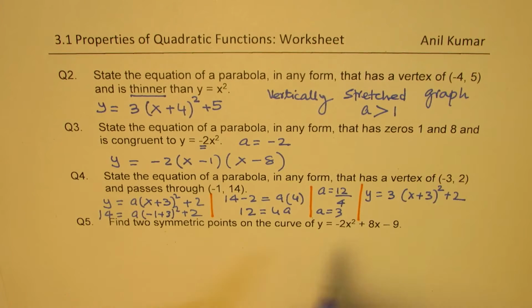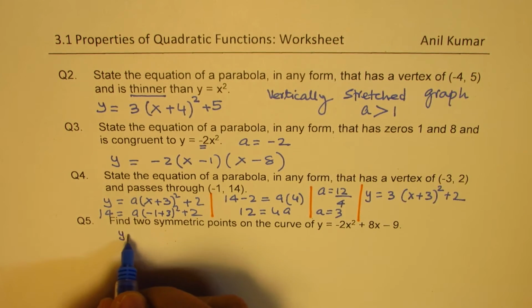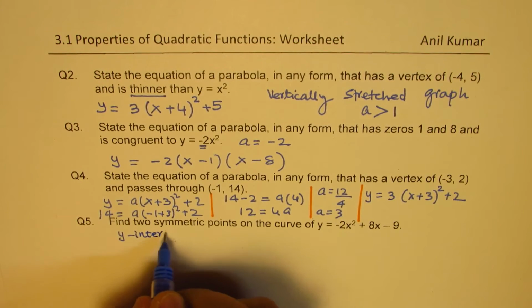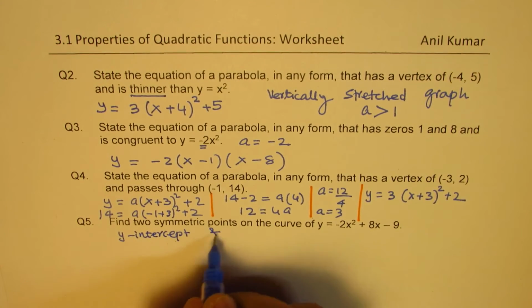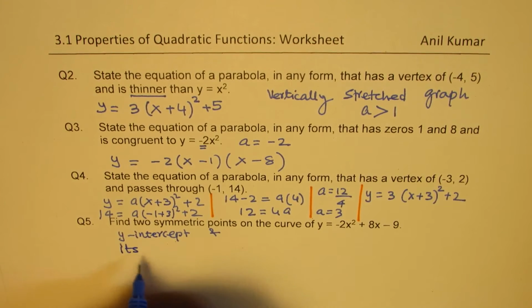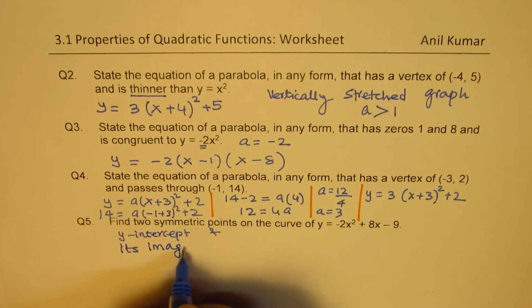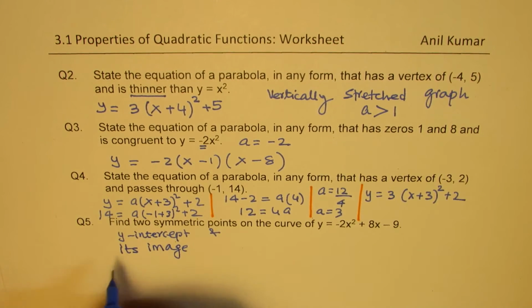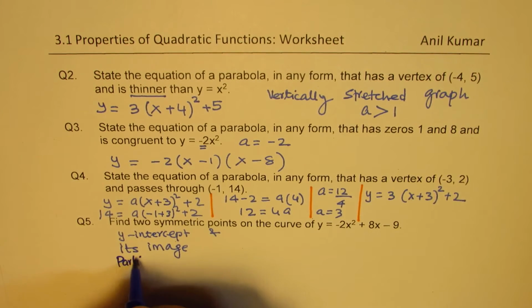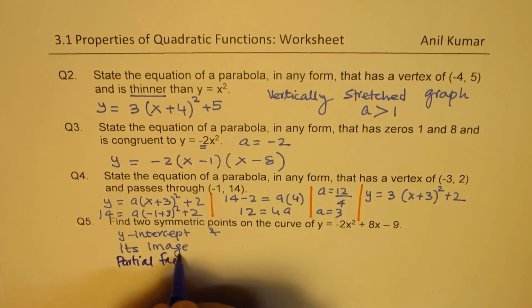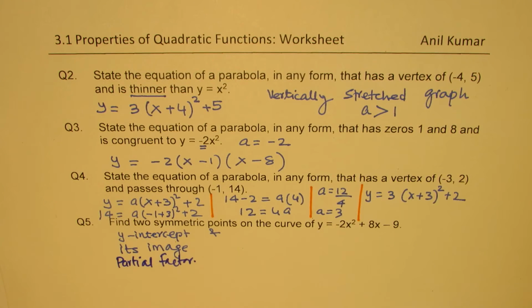So the best symmetric points are, you find the y-intercept, right, and its image. So that you get in partial factored form, right? So when you write it in partial factor form, you get that, correct? So that is what is required. So I hope you understand the concept.